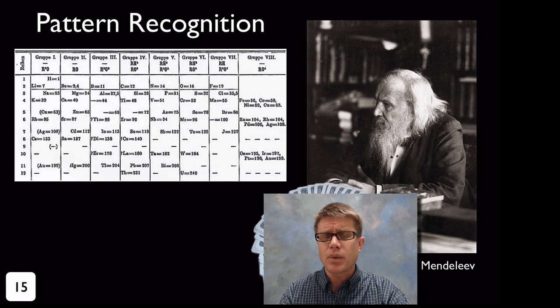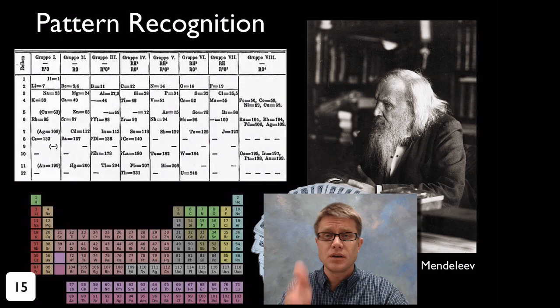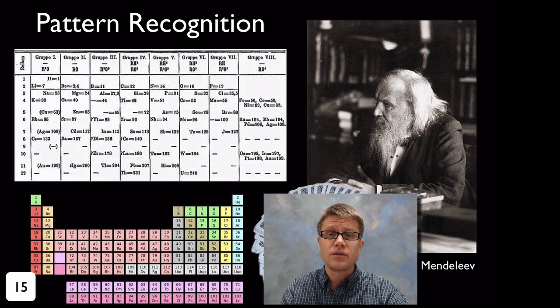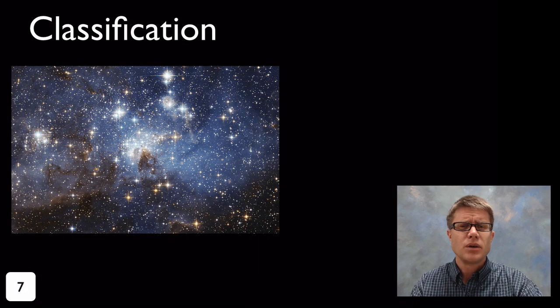And what he found is that patterns started to emerge. And so you can see here that boron, carbon, nitrogen, oxygen, and fluorine are all ordered according to their atomic weight. And what he found is that we started to see horizontal and vertical properties start to emerge, and this eventually led to the periodic table. He was the creator of our first periodic table, and we wouldn't have gotten there if we hadn't been able to recognize these patterns.